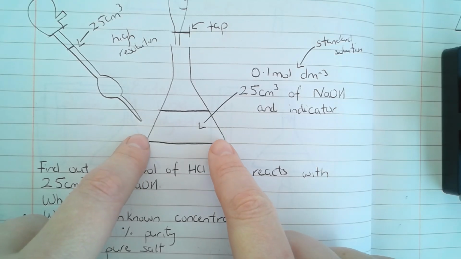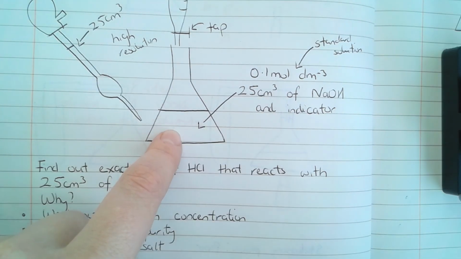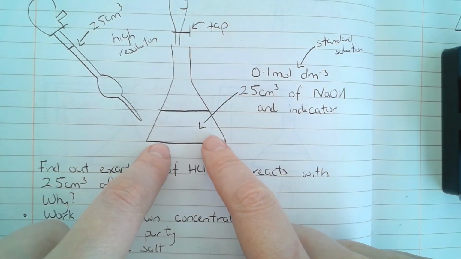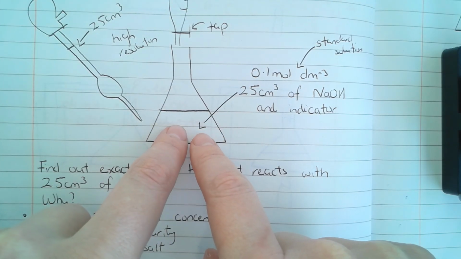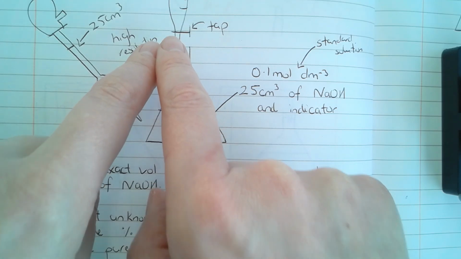All it's going to mean is if you've got some water in there, you're going to have to swirl your flask a bit more in order to get the HCl and the NaOH to react. You've got the correct number of moles in there though, therefore no effect on your titer.